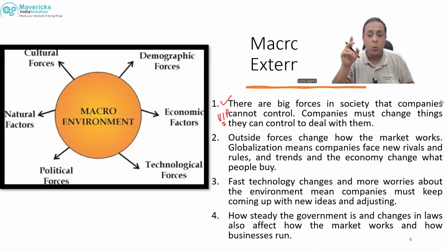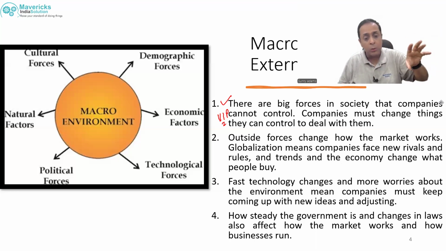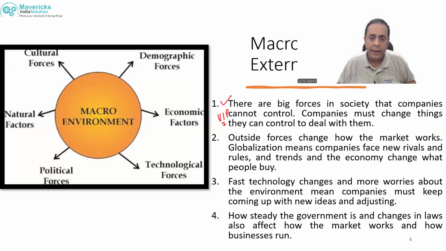Globalization means companies face new rivals and rules. नए rivals, नए contenders आएंगे, वो नए rules लेकर आएंगे, and trends. They will bring those trends which are working in other countries into your country. क्योंकि एक चीज एक कंट्री में सक्सेसफुल होती है, they'll surely try it in your country, so that if it gets clicked, or if it gets accepted, it is going to work here as well. And trends and the company change what people buy, and then people who were actually buying something else, they start buying something else because rivals have introduced a different and a better product.